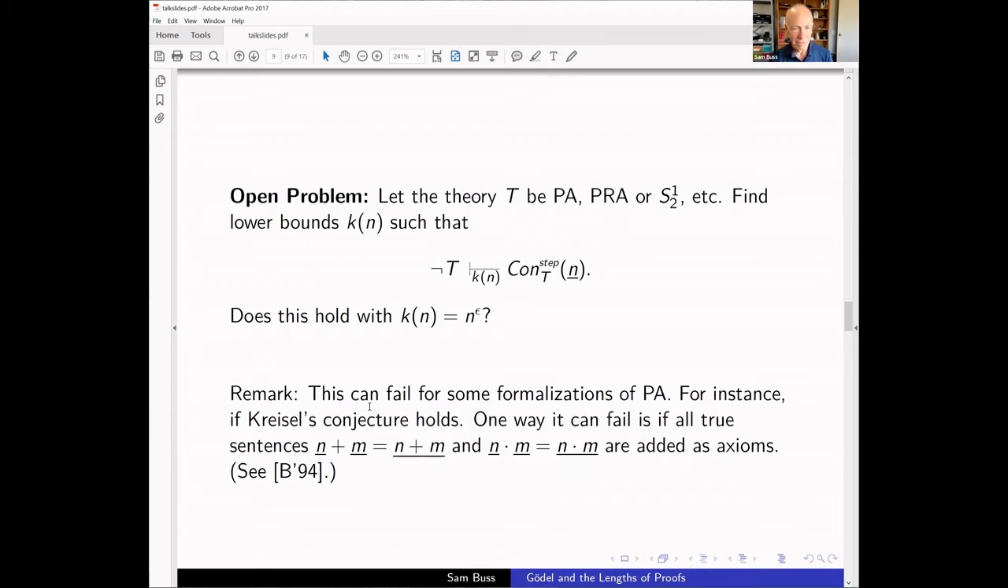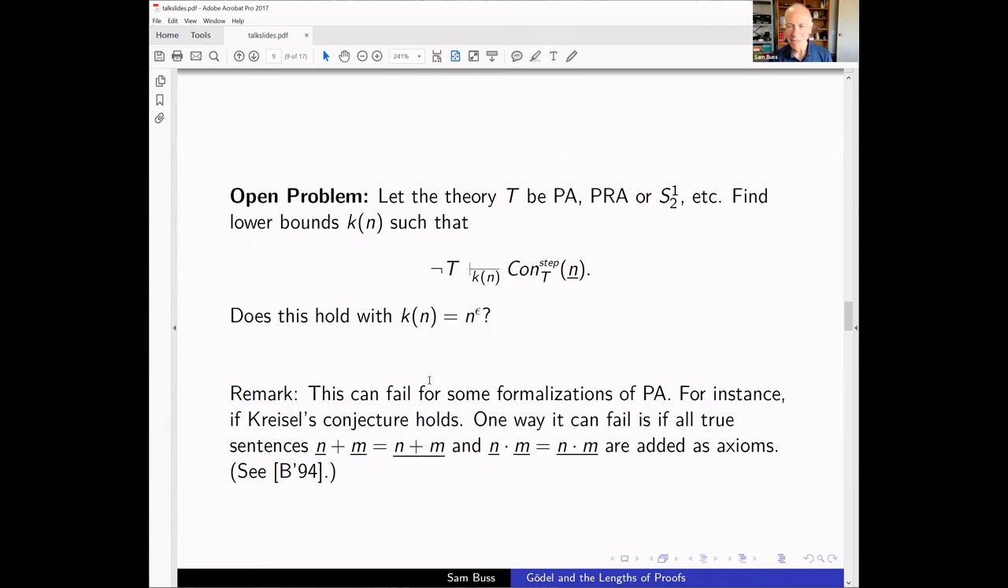Then we do have short proofs, right? So one way the open problem can fail to hold with K of n is if all true sentences of the form n plus m equals n plus m and n times m equals n times m are added as axioms, where the underline means the term denoting n's and m's and n plus m's and n times m's. Okay, so I just want to mention there is an open problem here, which seems to be of interest, right?